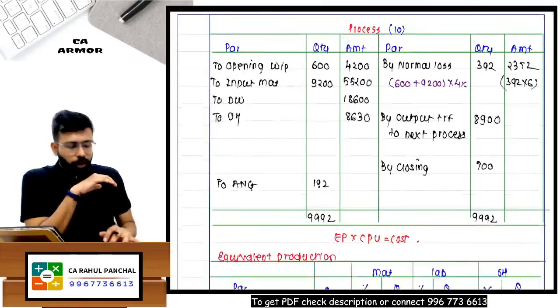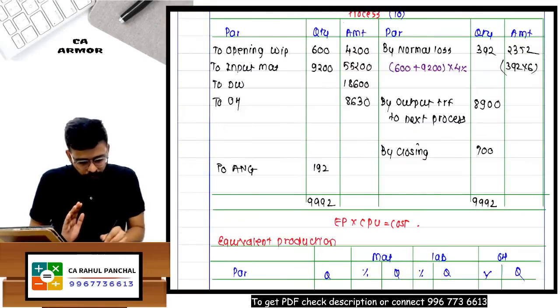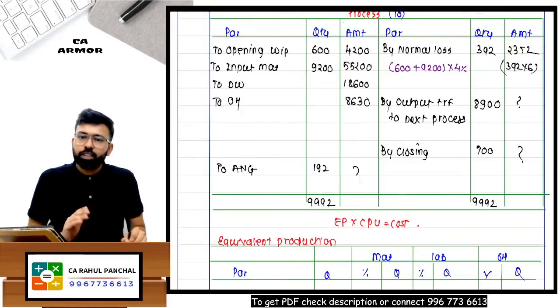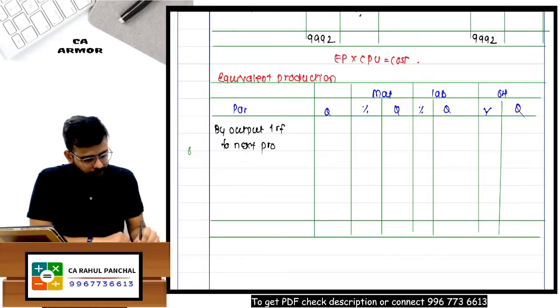Okay, here if I go, sir, what are we going to write? First, write down this. You need to get this value and this value. So write down those 3 things. First, you will write by output transferred to next process. So I will write by output transferred to next process. Done, sir. FIFO is quite difficult, so please try to understand.